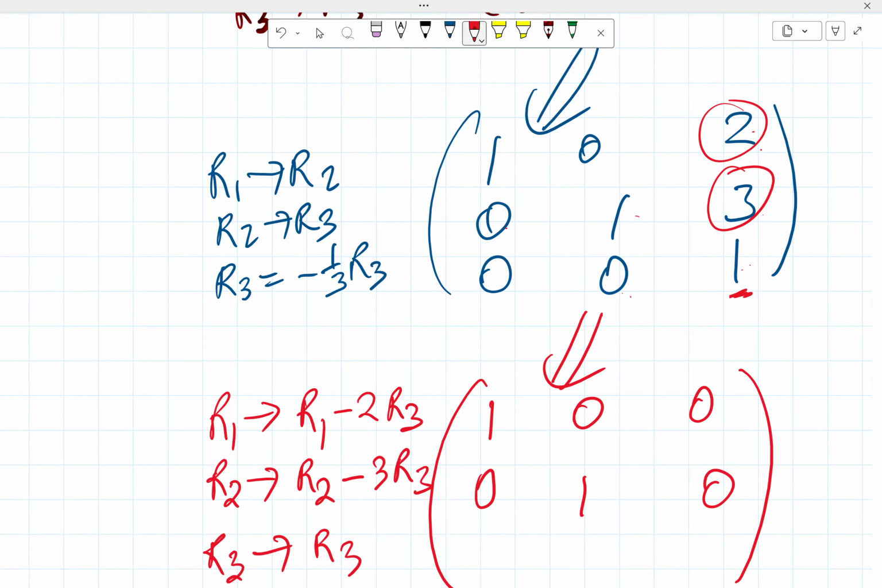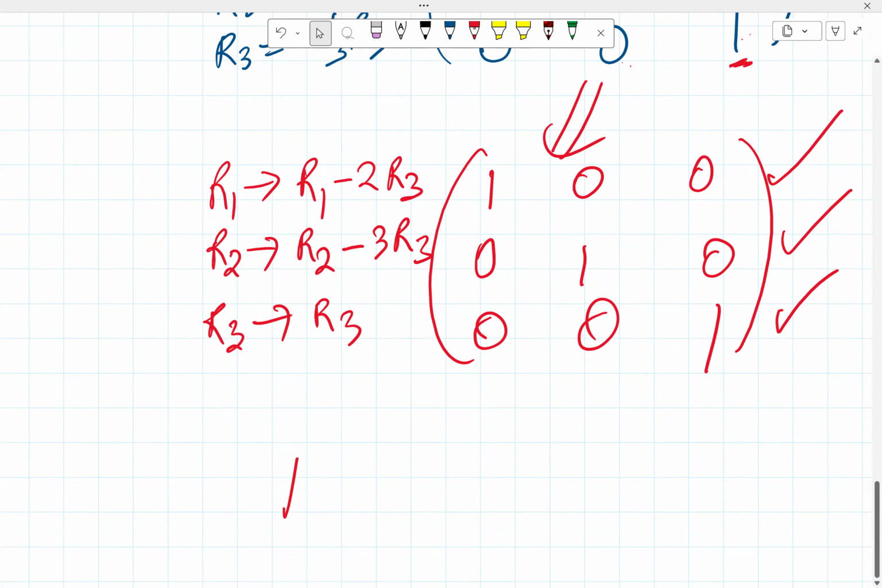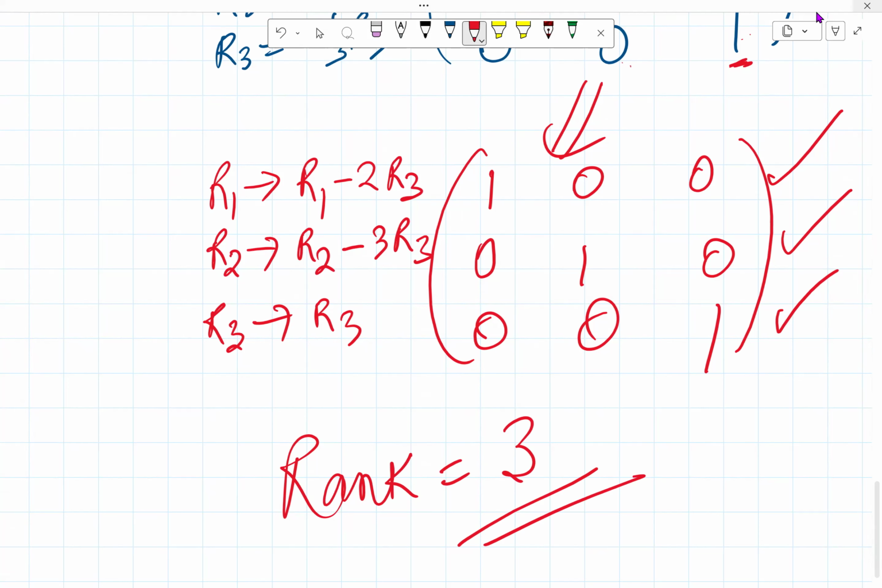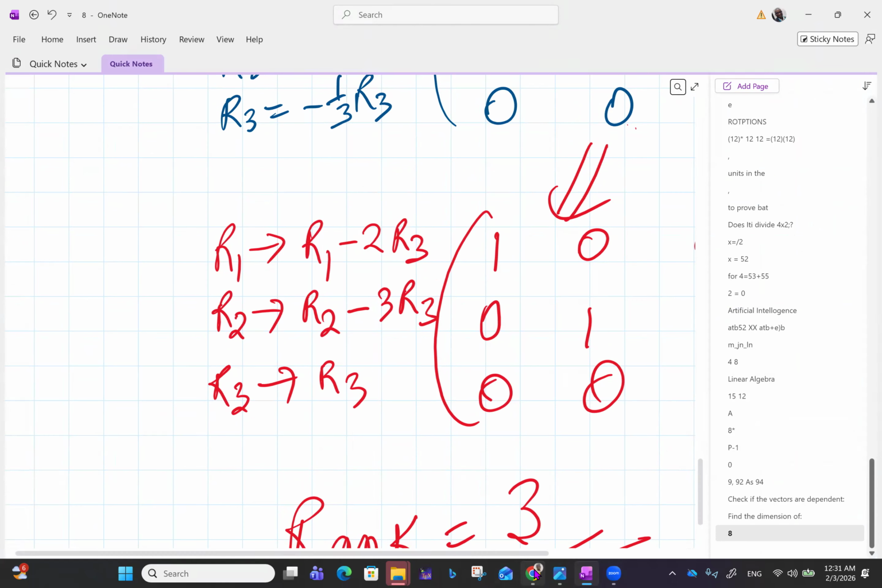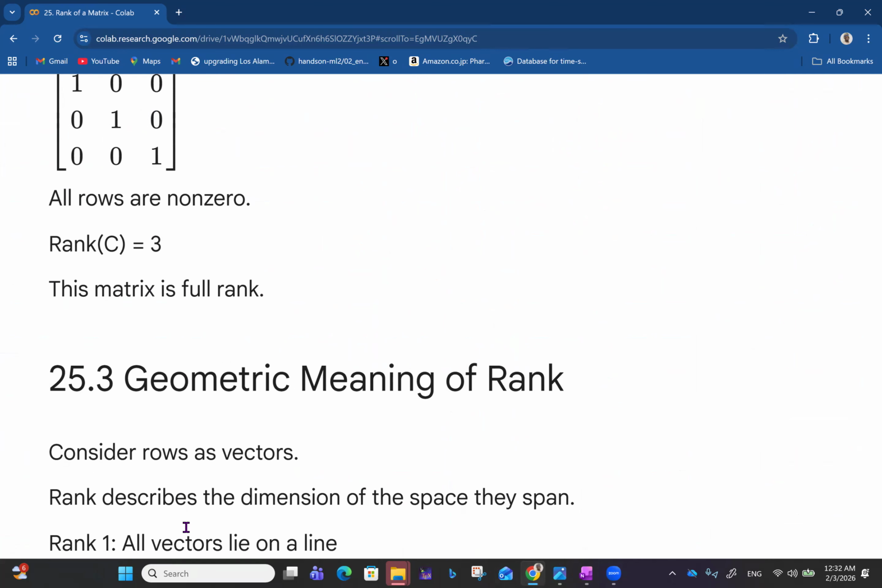Okay? Row 3 remains what it is. That's 0, 0, 1. So you see, this is non-zero, this is non-zero, this is non-zero. So that means that the rank of this matrix is equal to 3. So in that case, you say it's a full rank matrix because the number of rows is equal to the number of non-zero rows. So all rows are non-zero. So the rank of this matrix is 3. So you say this matrix is full rank. Okay? The matrix is full rank.